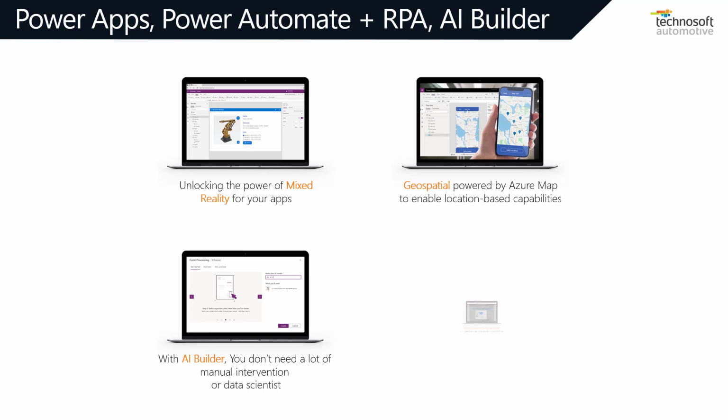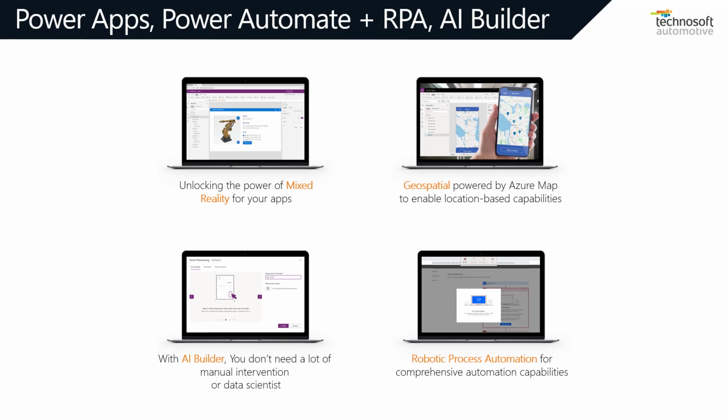And the last one is Microsoft Power Automate UI flow with the robotic process automation or RPA capability to connect and do automation with legacy applications that don't support any API. So with all of these new features and capabilities, let's switch to the demo session so you can see the app in a real scenario.